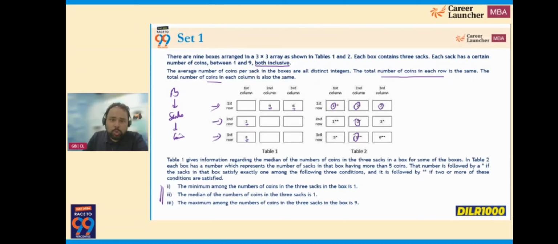Now the total number of coins, if it's 3x in the whole game, so each row will have x. Similarly, each column will also have x. So that means the total number of coins in each row is the same as the total number of coins in each column. My mind is already telling me all of this. It is already throwing this info at me, and I'm like, okay, great, sounding good.